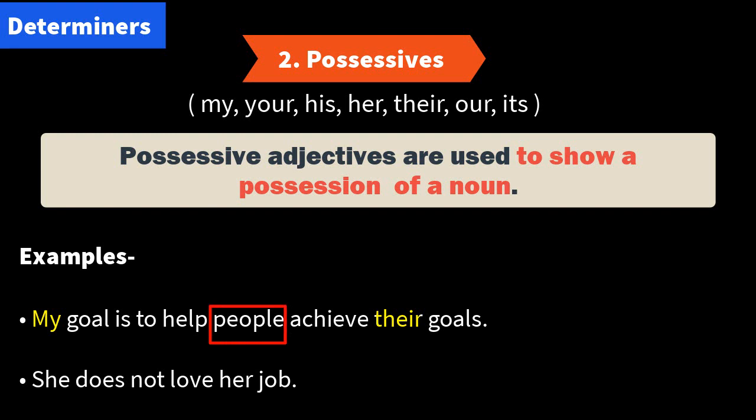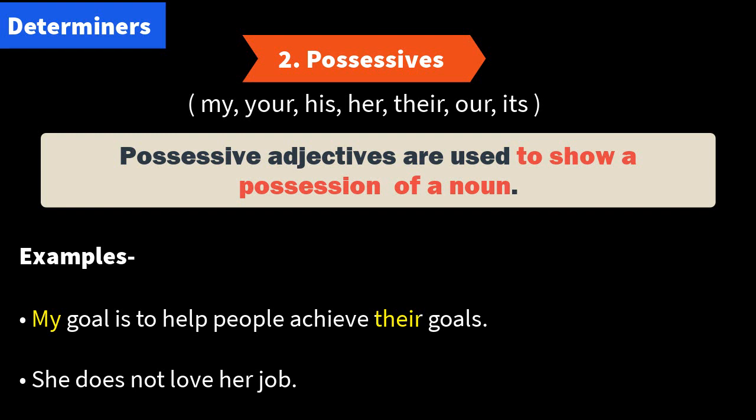So if you look at this sentence, my goal is to help people. People is a plural noun. I did not modify it, right? My goal is to help people achieve their goals. Here I have modified this word goals with a determiner, with a possessive, which is their goals, right? So my is working as a determiner, their is also working as a determiner, a possessive adjective, right?